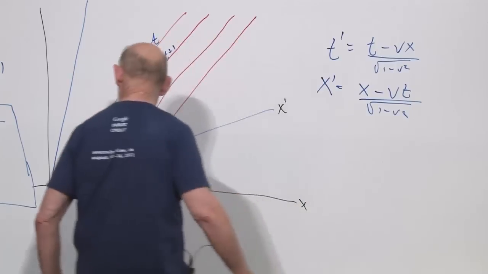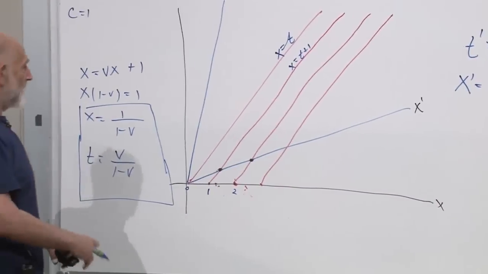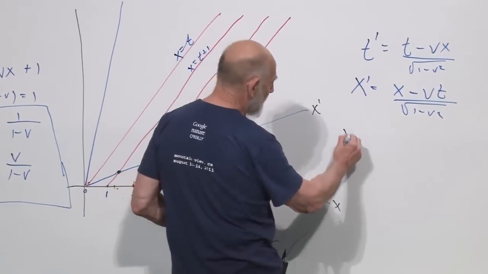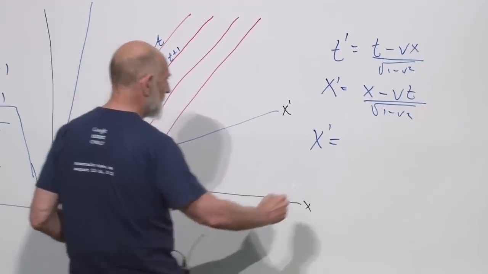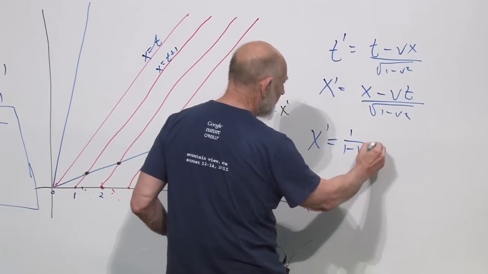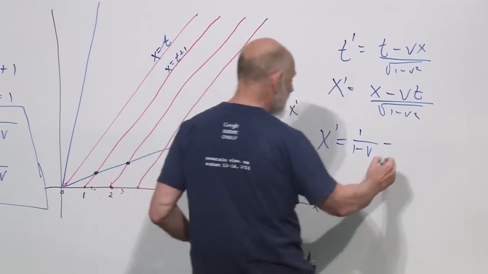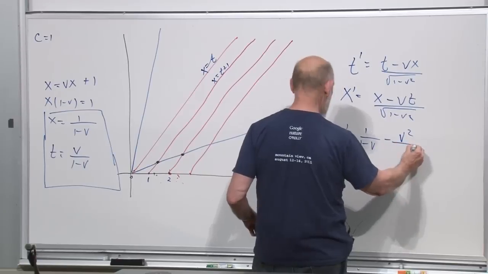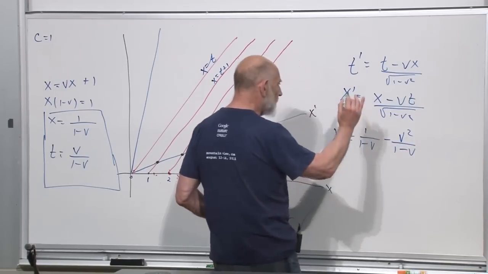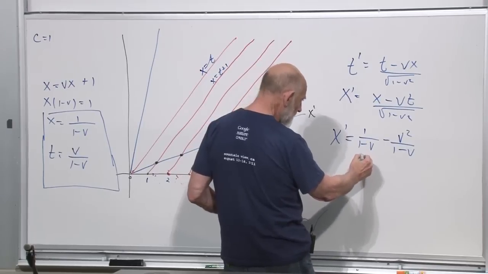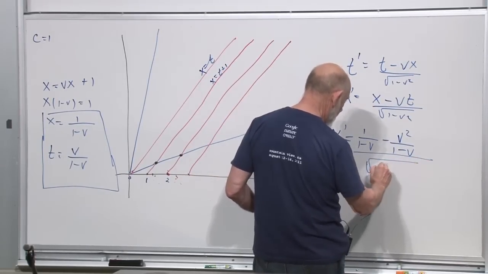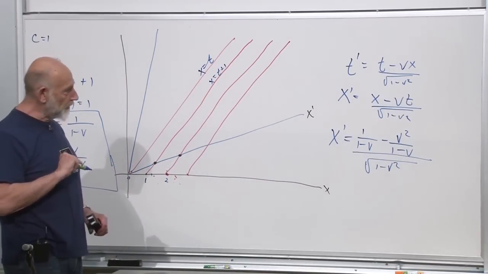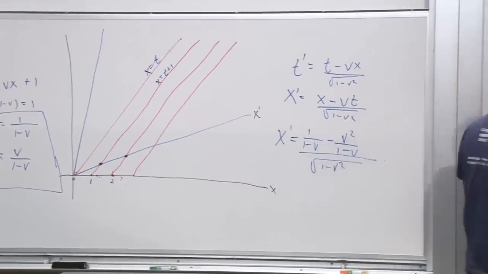And now I just plug in for x and t what I have here. Do I really want to do this? Yes, I do. X prime equals x, 1 over 1 minus v, minus v times t. So that's v times t, minus v squared over 1 minus v, all divided by square root of 1 minus v squared, right? Did I do that right? I think so.